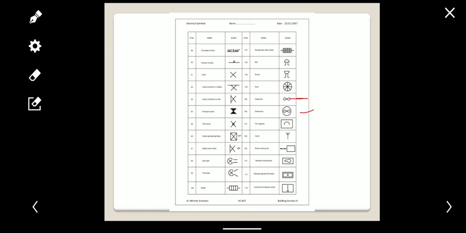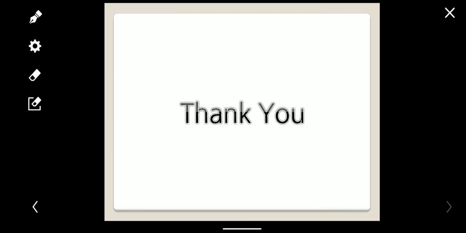So this symbol, the lamp with wall, lamp in horizontal, then lamp symbol for the lamp, buzzer, bell buzzer, fuse, elbow. These are fuses. So these are the symbols which are used in installation.